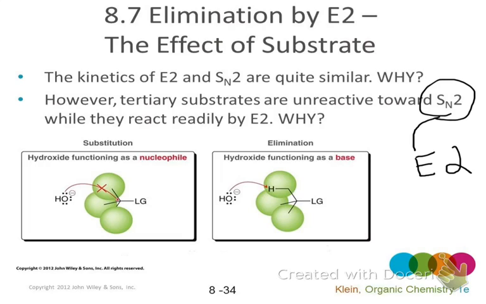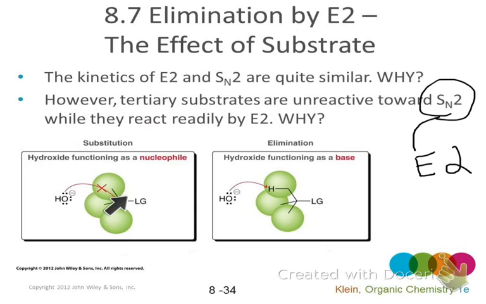Now, in SN2, what do we know about tertiary carbons? It can't happen. Why? There's too much steric hindrance. The nucleophile can't come in. So let's say you take a look at this situation where you have a nucleophile/base. Hydroxide could be either. It tries to do an SN2 reaction. It can't get in there and attack and push the leaving group off.